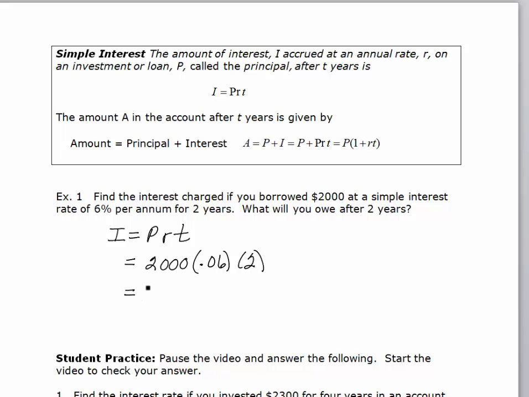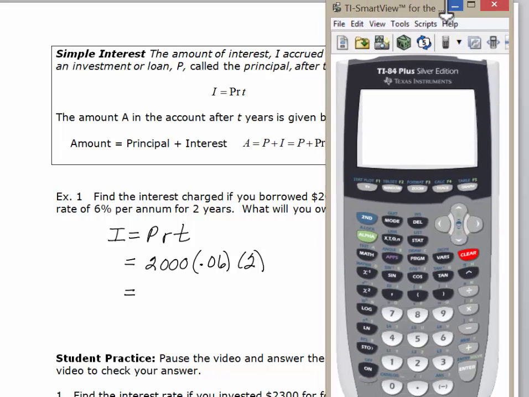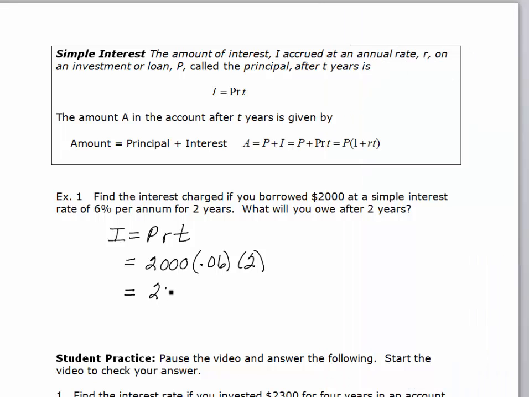And we can multiply this out on our calculator, or this one you could probably do in your head, but we'll pull up the TI and do this out. So we take 2,000, multiply it by the 0.06, multiply it by 2, and we get our interest, which is $240. And then to figure out how much we owe, we would just have our $2,000 plus the $240 at the end of 2 years, so we would owe $2,240.